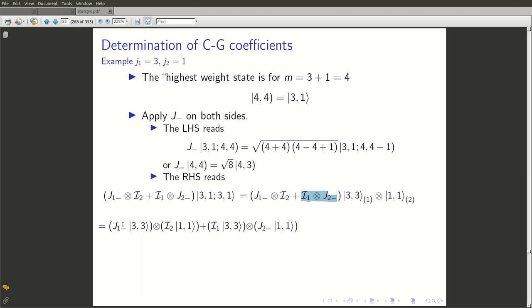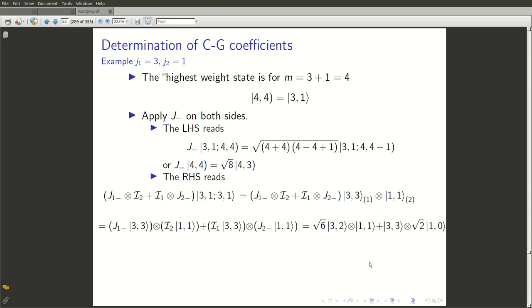Now I know what j1 minus does to |3 3⟩. It changes it to |3 2⟩ with a factor in front, which is root over (3 plus 2) into (3 minus 2 plus 1) times h bar, which we have put equal to 1 for this. I2 on |1 1⟩ is of course |1 1⟩ itself. This one is root over (1 plus 1) into (1 minus 1 plus 1) times 1, which is root 2. So if you use all that, you get root 6 |3 2⟩. That's what j1 minus on |3 3⟩ does, direct product with |1 1⟩, of course I2 does not change the |1 1⟩. Then |3 3⟩, which is I1 on |3 3⟩ here, and j2 minus on |1 1⟩ is root 2 |1 0⟩.